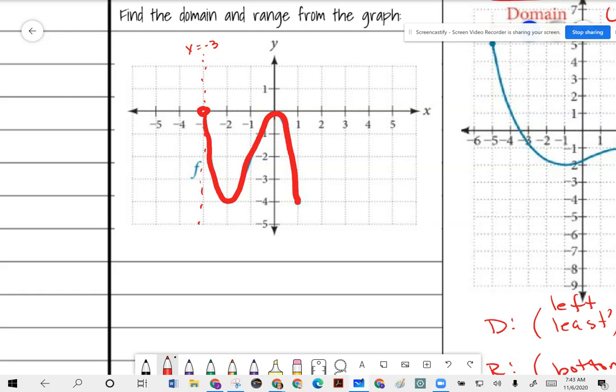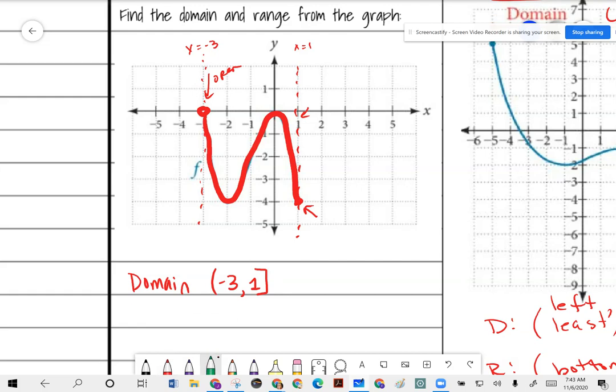And then you also have the very right side of the graph, which is right here, and x is equal to 1. So the domain in this case is going to be parentheses -3 to 1 with a bracket, because we are including the 1 because it's a closed dot right there when x is 1. But this one right here was open. So we want to make sure that you have the appropriate parentheses and brackets.